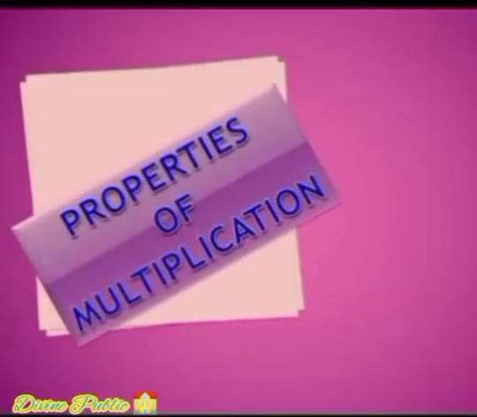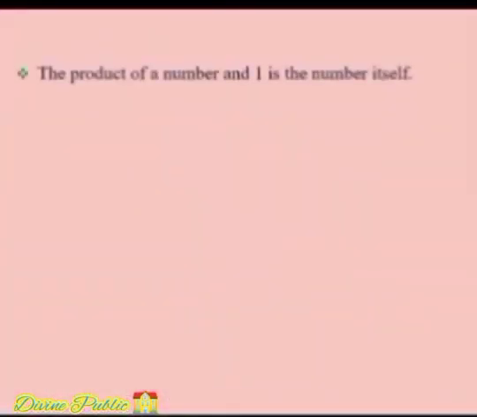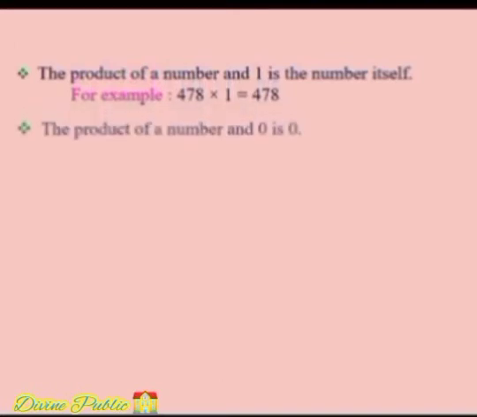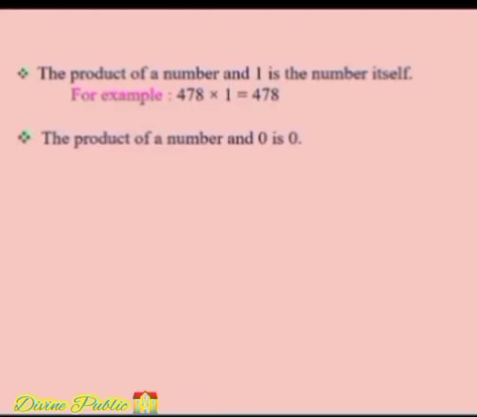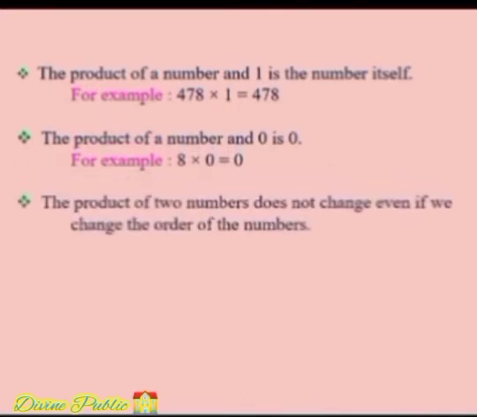Properties of multiplication. Dear children, you can see here the product of a number and 1 is the number itself. For example, 478 multiplied by 1 equals 478. The product of a number and 0 is 0. For example, 8 multiplied by 0 equals 0.